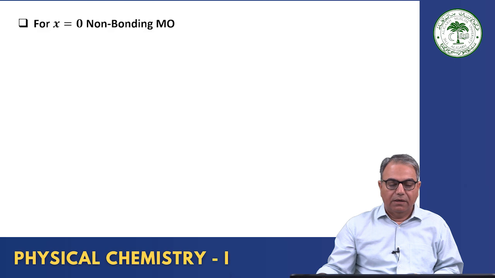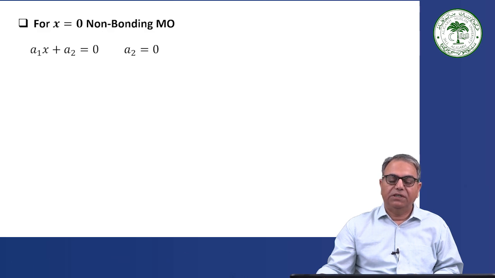Now, we will be using the three simultaneous equations which we have written earlier. The first equation was A1x plus A2 is equal to 0. Since x is equal to 0, we can write A2 is equal to 0. Then the second equation was A1 plus A2x plus A3 is equal to 0. So what can we write?